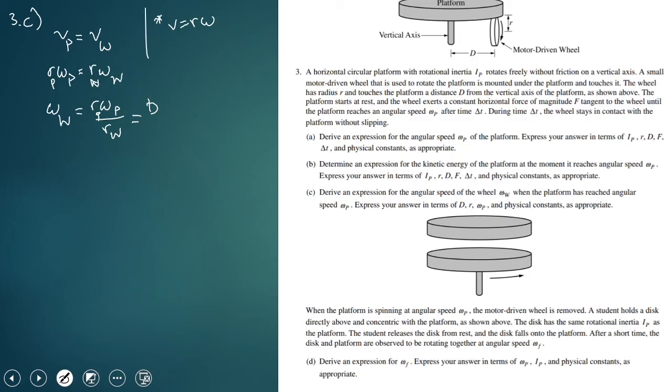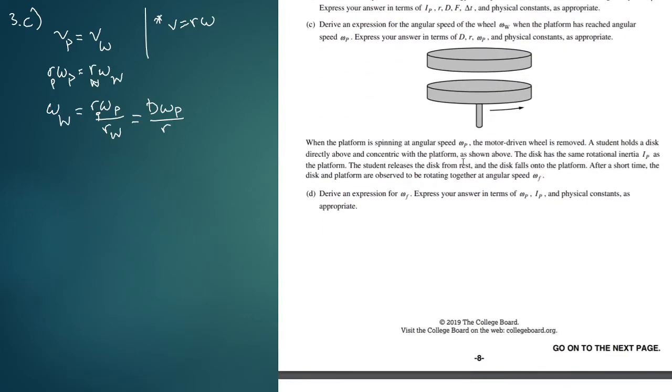Oh, in this case, actually, I just reread the question. It says express your answer in terms of D, r, and omega p. And so we don't need to solve for omega p or substitute for that. We just get D omega p over r, because r is the radius of the wheel. And so that is enough. If the question did include express your answer in terms of I p as well, then you would know that you have to substitute for omega p from the earlier part, but they're lenient. Okay.